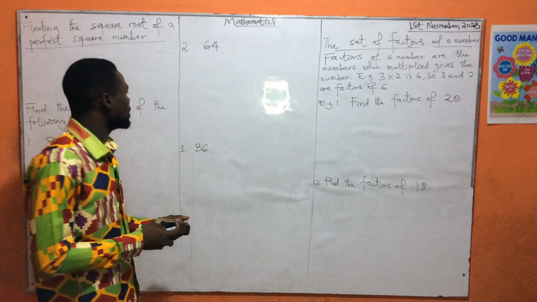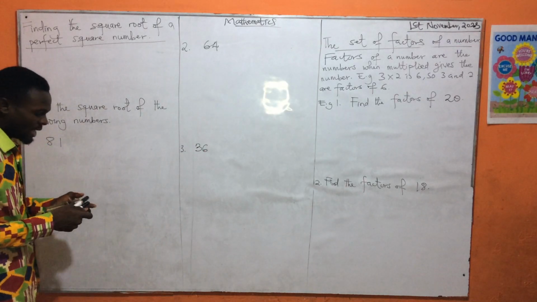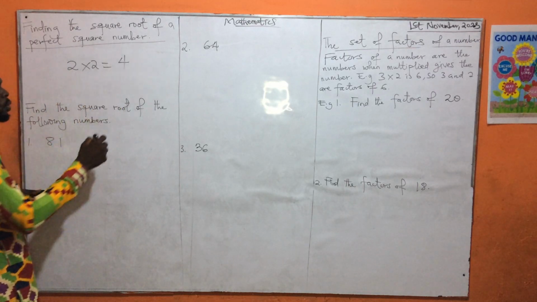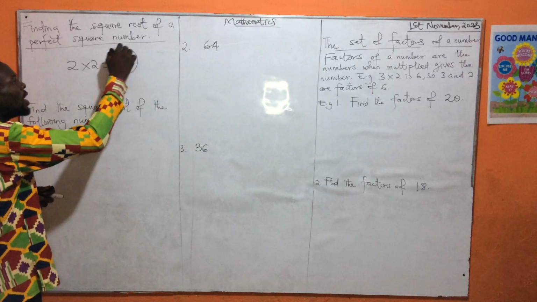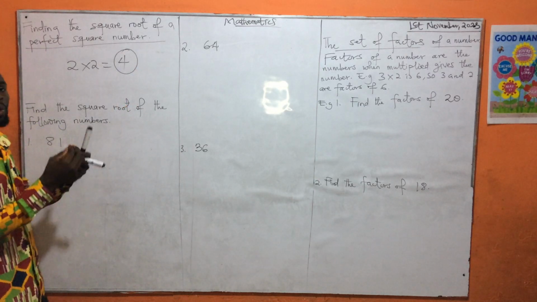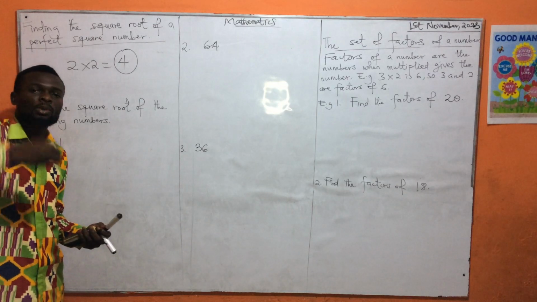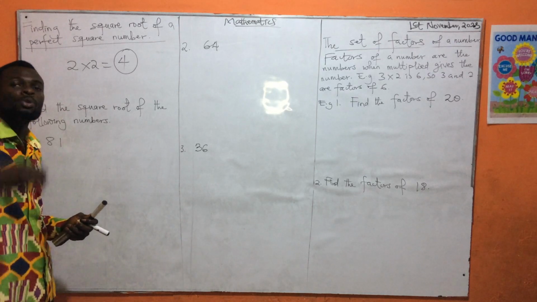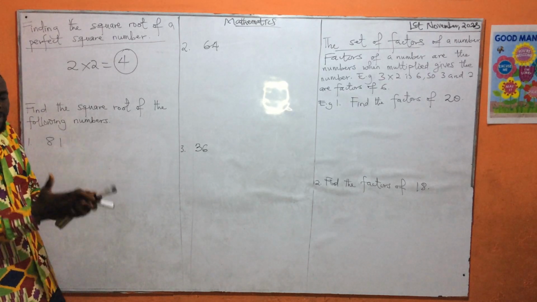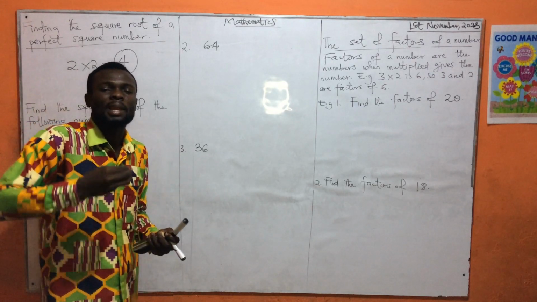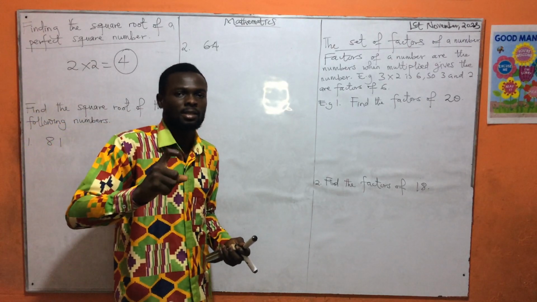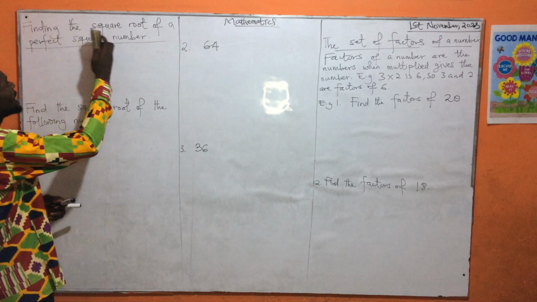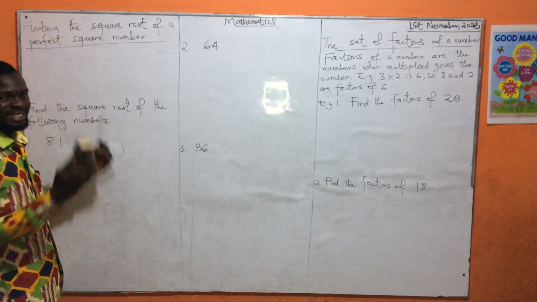So for example, if you take 2 times 2, this gives us 4. So if I am asked to find the square root of 4, it is asking what integer will multiply itself to give me 4? And that gives me the result 2. So the square root of 4 simply means which integer multiplied by itself gives us this perfect square. Good. So we are looking at finding the square root of a perfect square number.